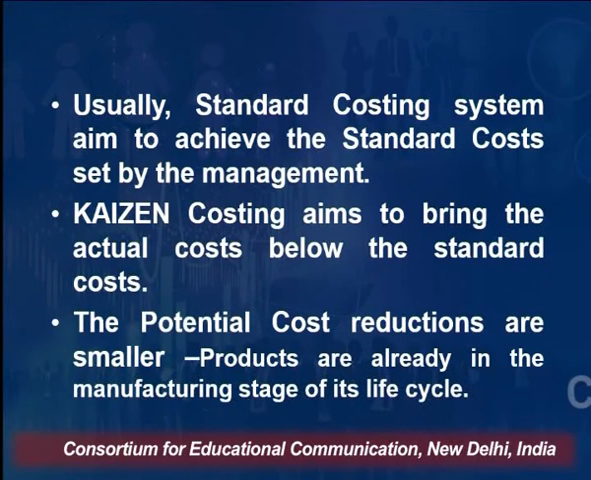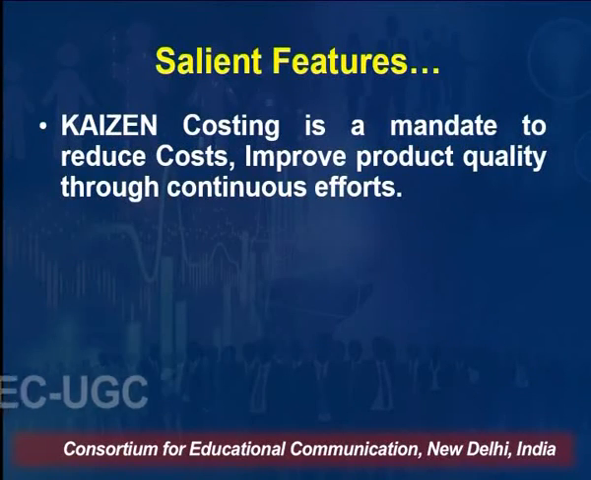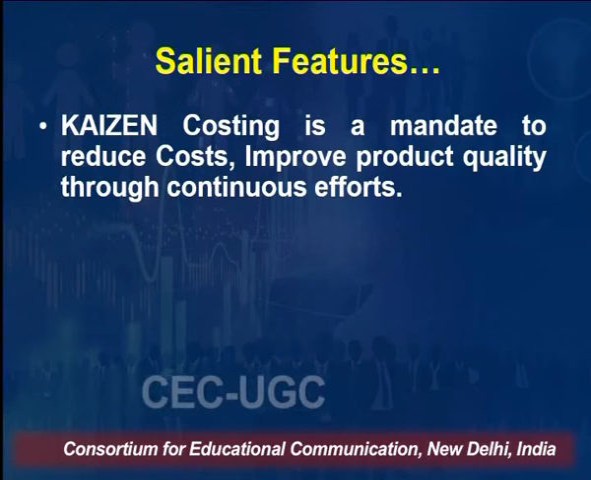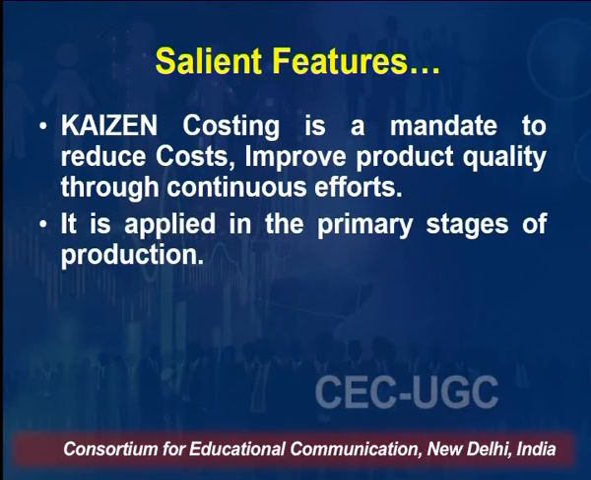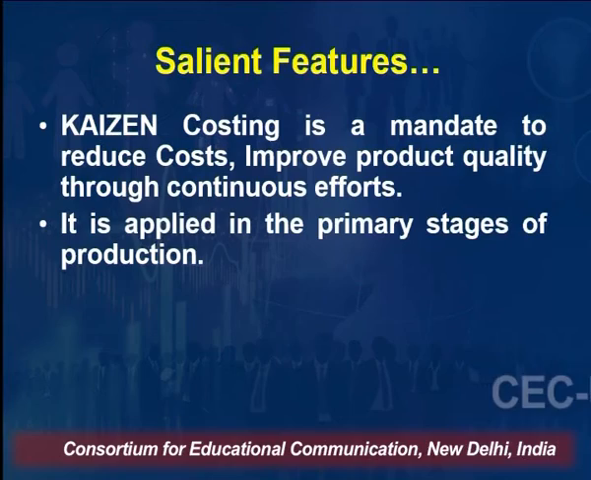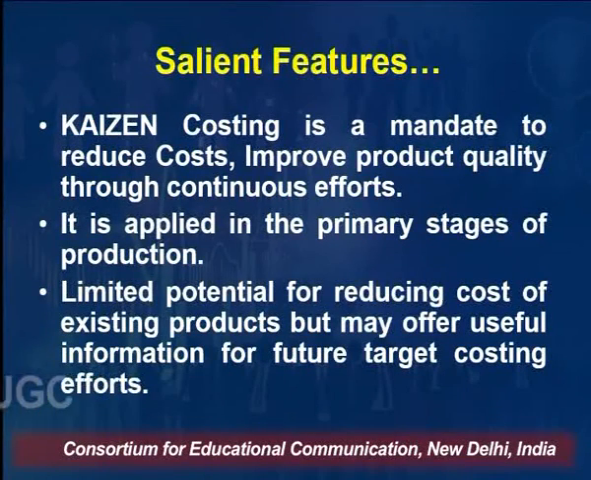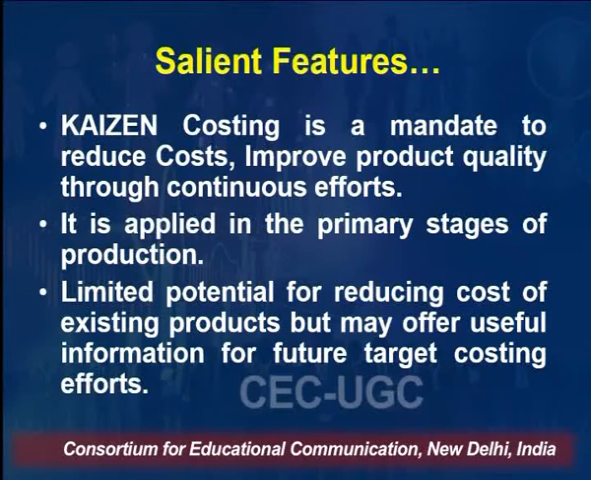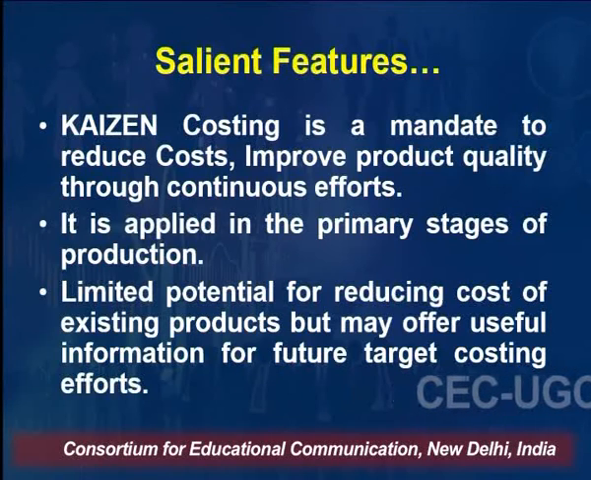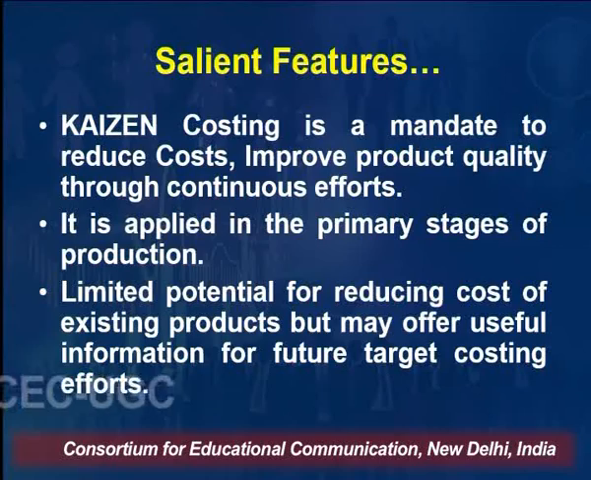So in Kaizen costing, there is a mandate to reduce cost and improve product quality through continuous efforts, and do remember that it can only be applied in the primary stages of production. Although it has a limited potential for reducing cost of existing products, it may definitely offer useful information for future target costing efforts. So with this, we had discussed these important tools of strategic cost management.